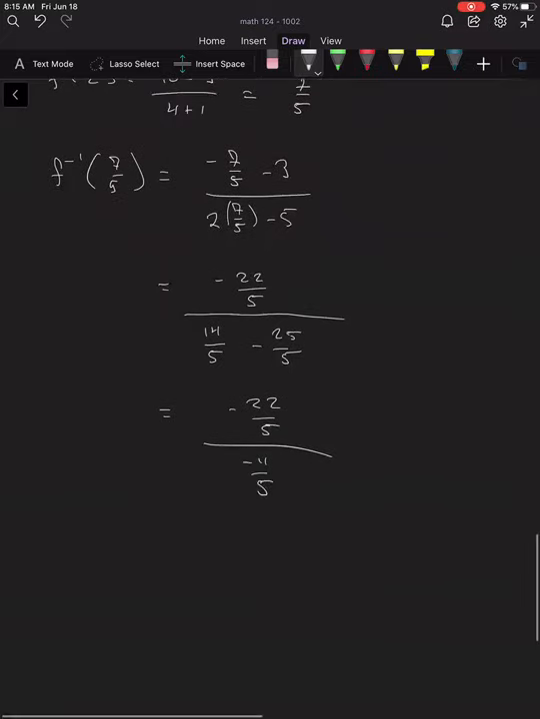And so what this ends up equaling is the top fraction. So those two minus signs go away. When we divide by fractions, we take our top fraction and multiply it by the bottom fraction turned upside down. So here the 5's cancel and we just have 22 over 11, which is equal to 2. So we do get f inverse of 7 over 5 is equal to 2. And that's what we needed.